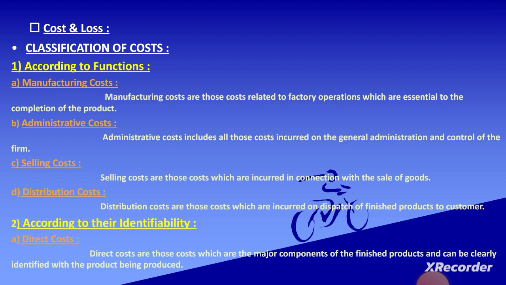Cost and loss: there is a difference between cost and loss. Cost signifies an expenditure incurred for securing some benefit to the enterprise. If no benefit is derived from a particular expenditure, it is treated as a loss. Cost of material destroyed by fire, salary paid to a foreman during the period of strike, etc., are examples of loss to the business.